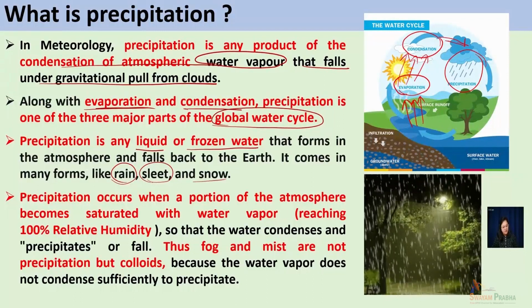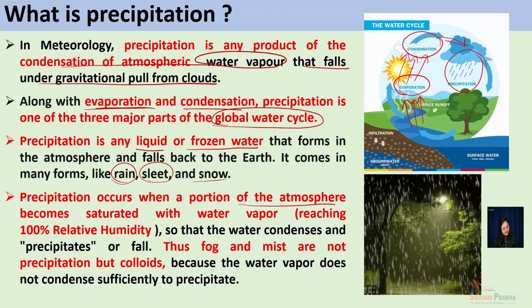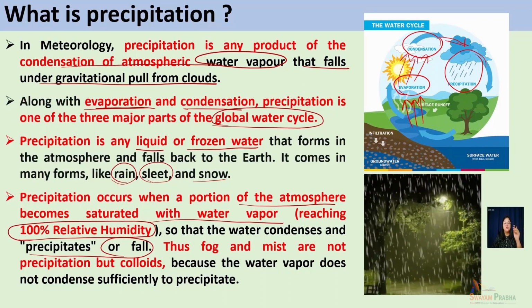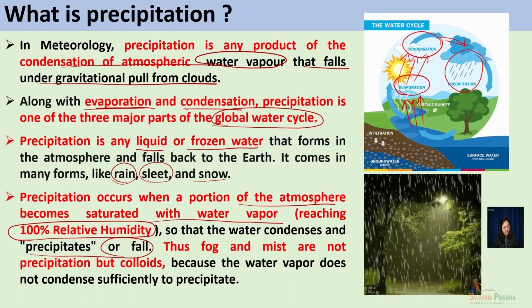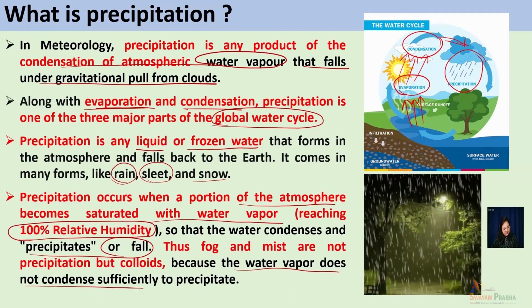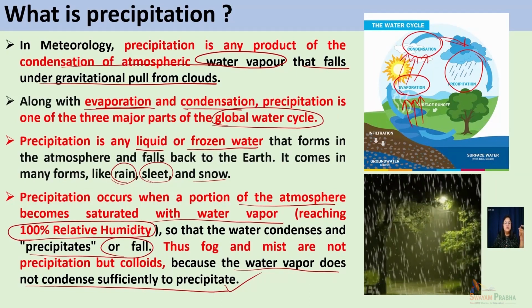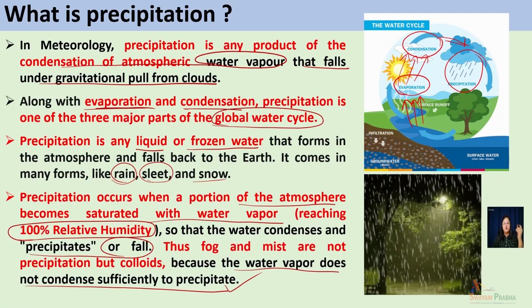Precipitation mainly occurs when a portion of the atmosphere becomes saturated with water vapor, reaching 100% relative humidity, so that the water condenses and precipitates or falls. Therefore, the fog and mist which is found in our atmosphere does not form part of precipitation because it remains suspended in air. The water vapor in them does not condense sufficiently to precipitate. Therefore, they are out of the category of precipitation and generally called colloids.